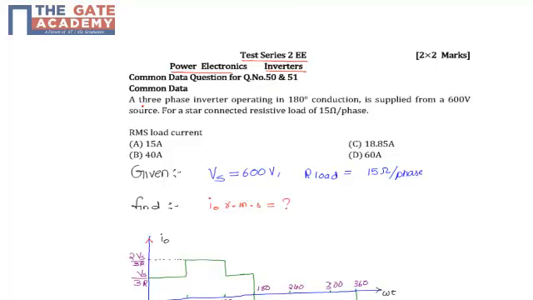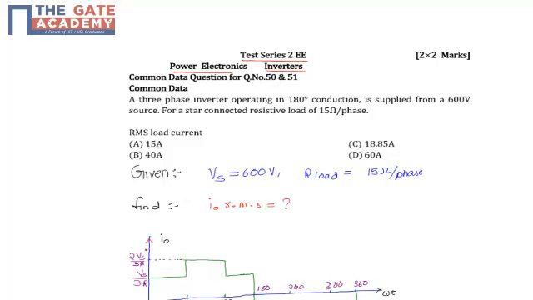In this given question, a three-phase inverter is operating in 180 degrees conduction mode, and it is supplied from a 600 volt source, that is supply voltage is equal to 600 volts, for a star connected resistive load of 15 ohm per phase. The load is star connected resistive load of 15 ohm per phase.